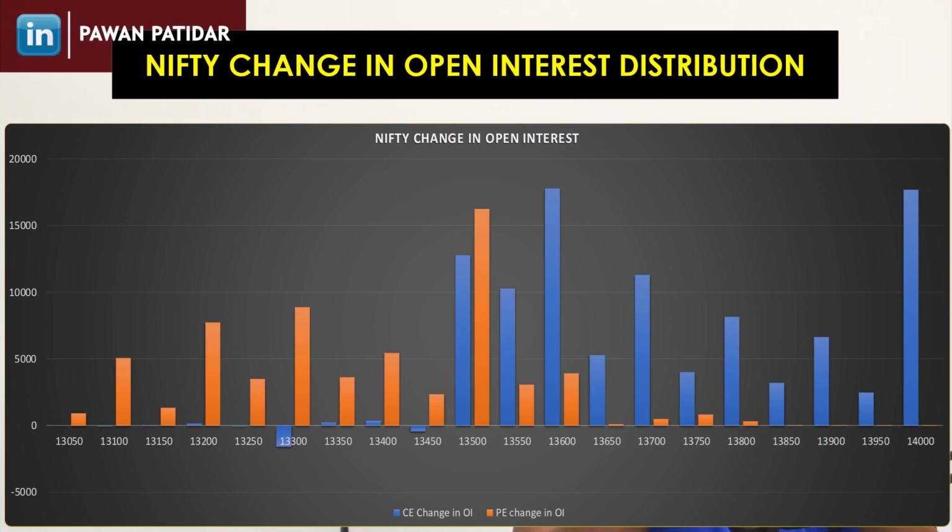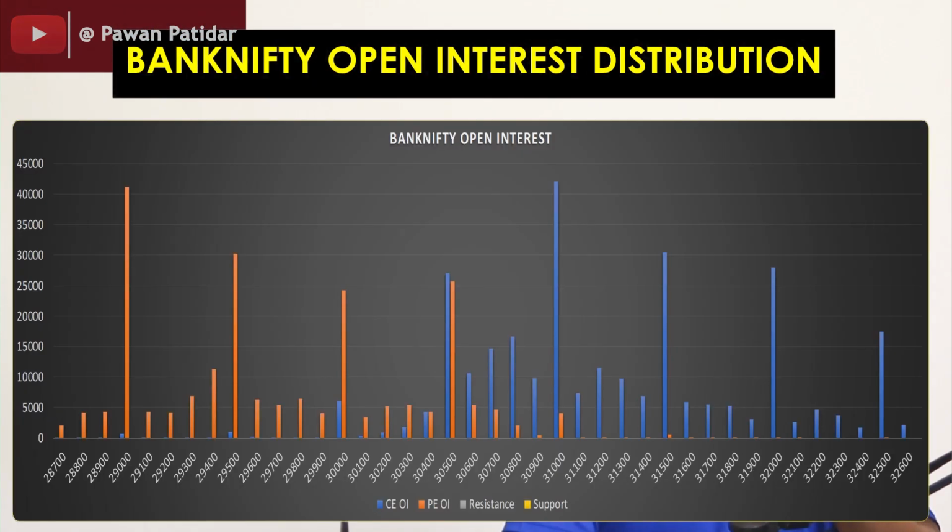That's why they have made major positions on 13,600 as well. Well, this is gonna be interesting. So now let's go to Bank Nifty and analyze open interest distribution and we'll be finding out support and resistance. If you will see here, support is at 29,000 and resistance is at 31,000. Well, this is a big gap.